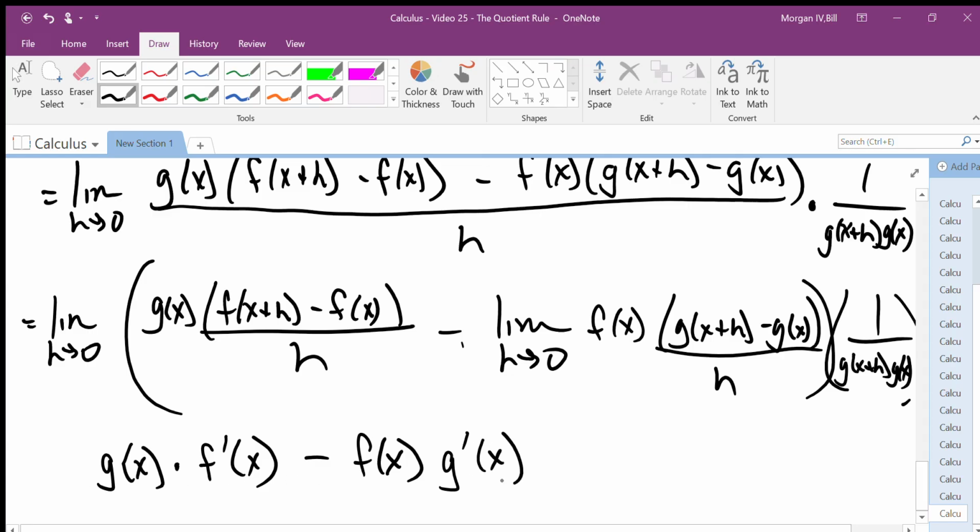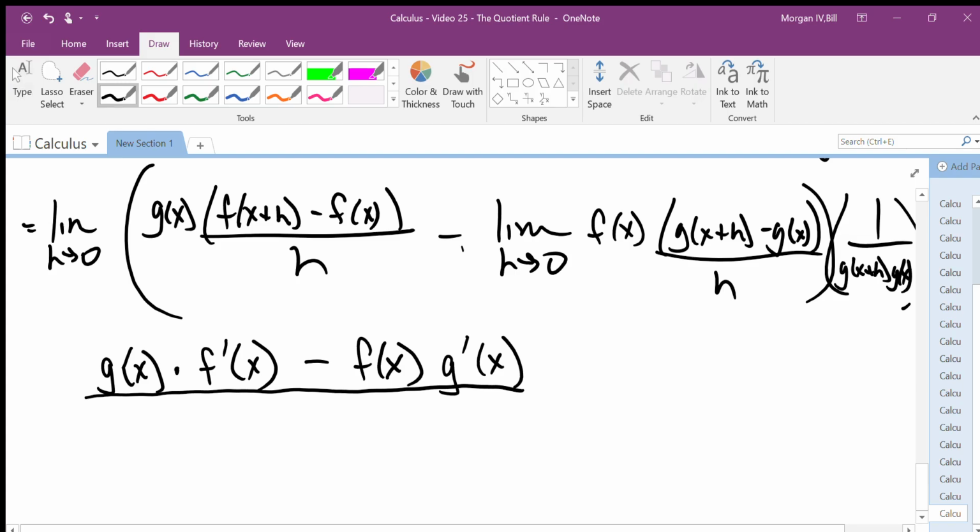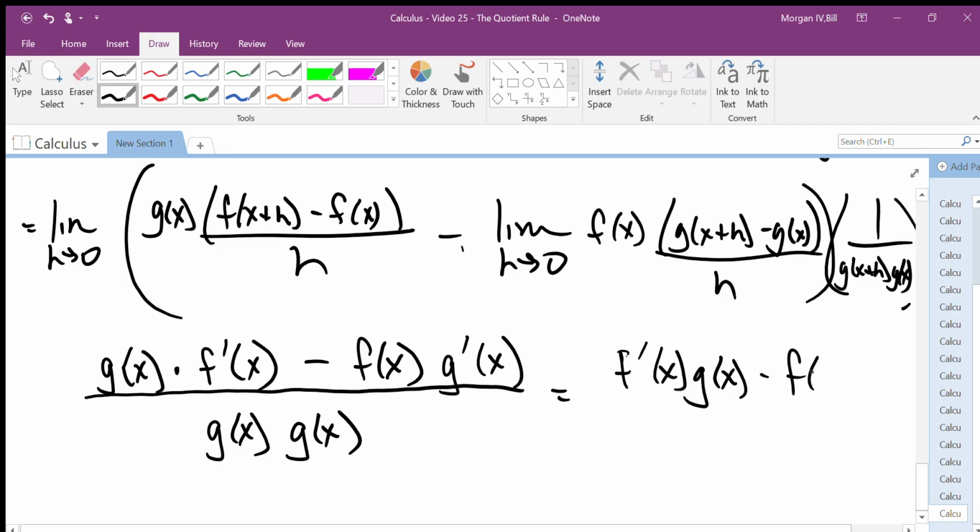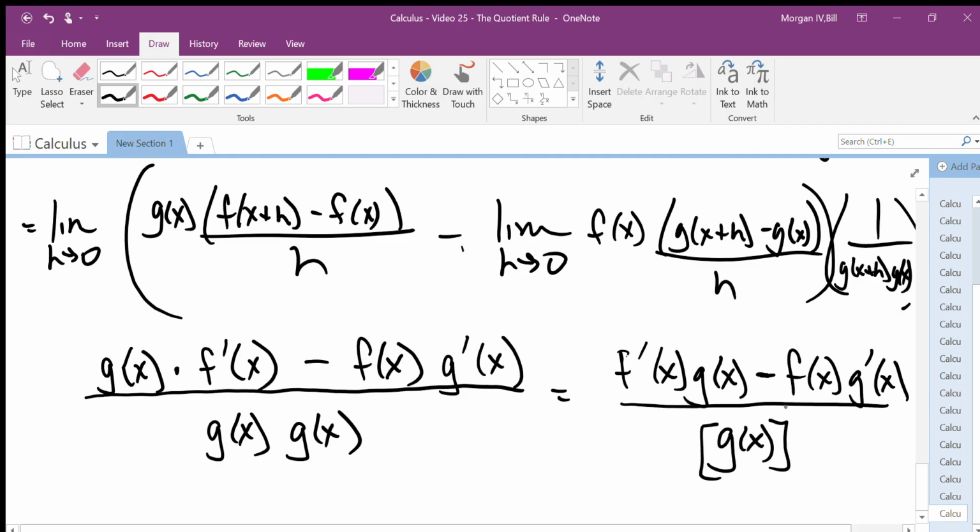over g of x plus h, as h goes to 0, is just g of x, and then times g of x. That makes g of x squared. And we get, I'm going to switch the order up here, f prime of x, g of x, minus f of x, g prime of x, divided by g of x times itself, which is g of x squared, and we have proven the quotient rule. Very good. It's proven. We can now use it. Let's do some examples and actually use the quotient rule, which is what you'll be doing a lot of.